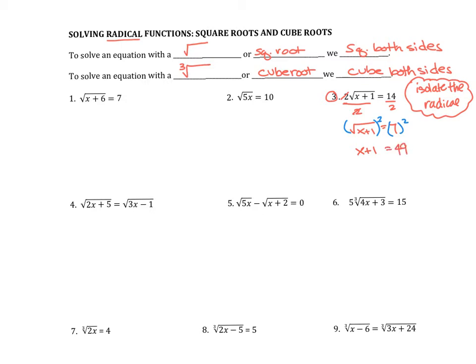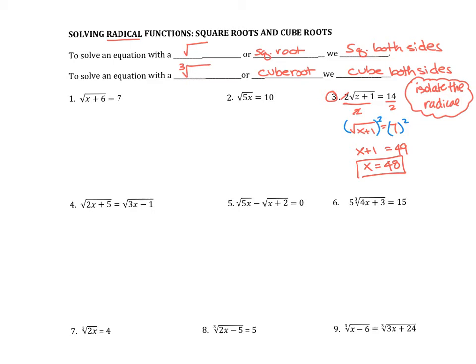So now I can solve for x. It's out from underneath the radical, and I can just use my algebra skills: subtract 1 from both sides, and I get x equals 48 for my answer. If I was concerned I made a mistake, I could plug this back into my equation. So let's take a look at another example.